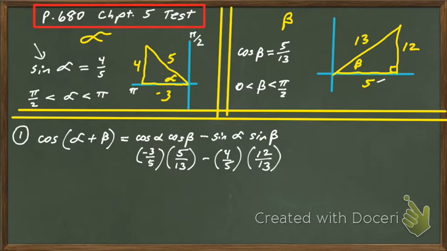So, top times top, negative 15, bottom times bottom, I think is 65, minus top times top, 4 times 12, 48, 5 times 13, I believe is 65, giving me a common denominator of 65. So I have negative 48 and negative 15, so that'd be 63, does that sound right? Negative 63 over 65. Let's check the answer. I'll be right back.